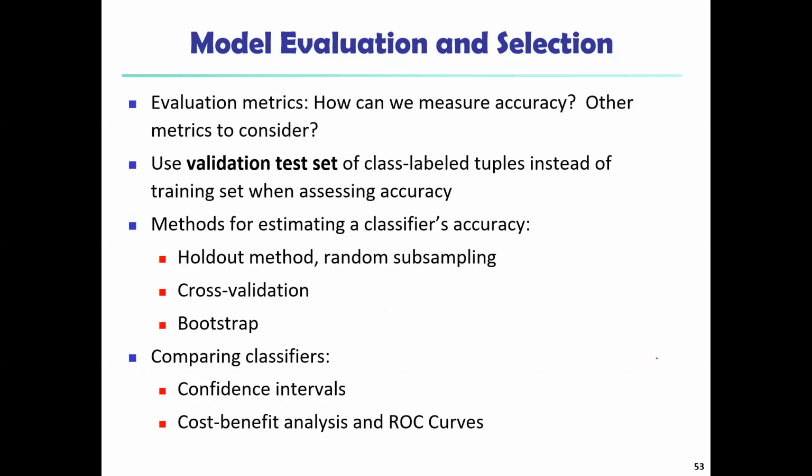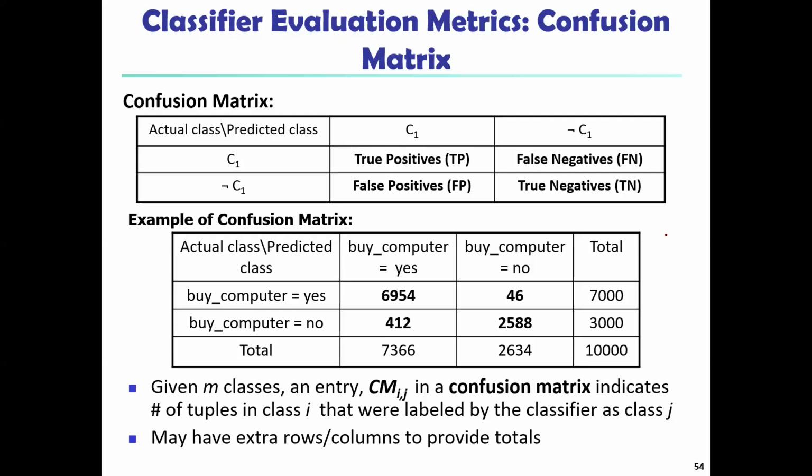We use methods for estimating a classifier's accuracy: holdout method, random subsampling, cross-validation, bootstrap, and there are comparing classifiers, confidence intervals, cost-benefit analysis, and ROC curves. The confusion matrix is also used in many areas, like medical sciences, credit scoring, and marketing scorecards, which target customers. We use it in many streams where we use model evaluation and selection.